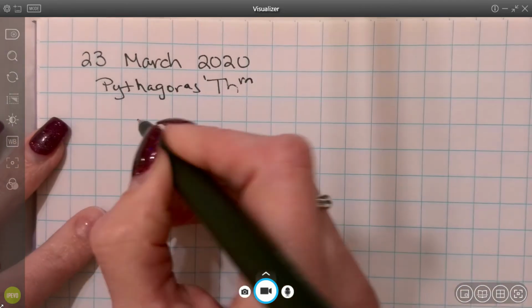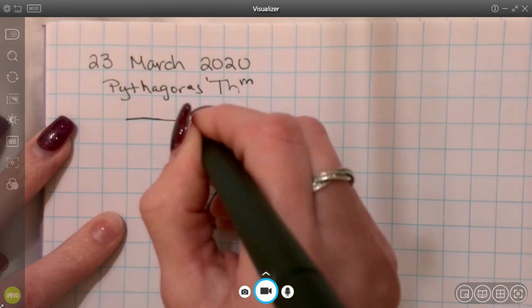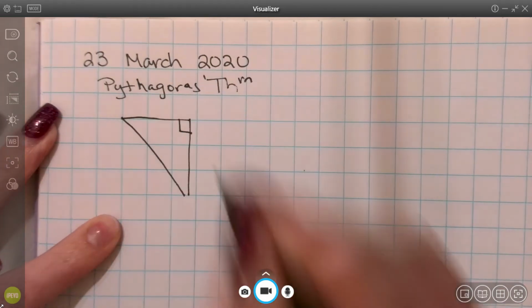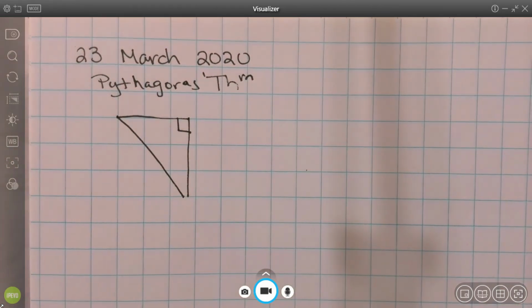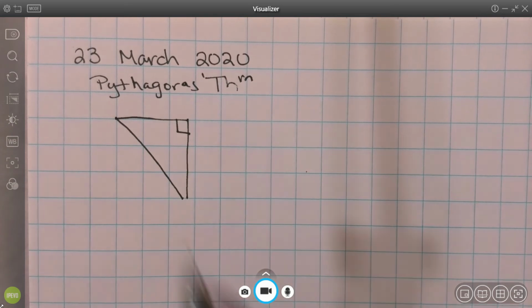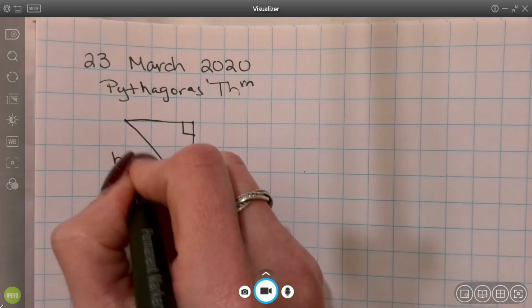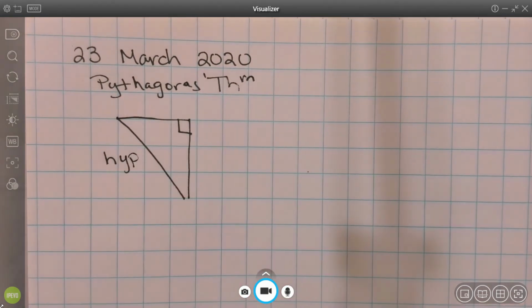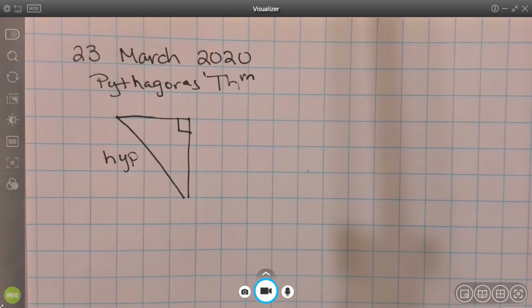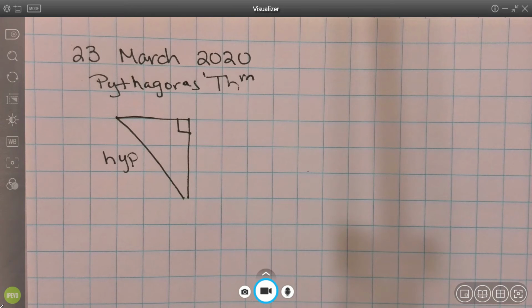And that is used when we have a right-angled triangle. And we have a special name for the longest side opposite the right angle. See if you can remember it now. It is hypotenuse. And we often abbreviate it with just HYP. It's important that we always label our hypotenuse first, so that way we make sure we use our formula correctly.